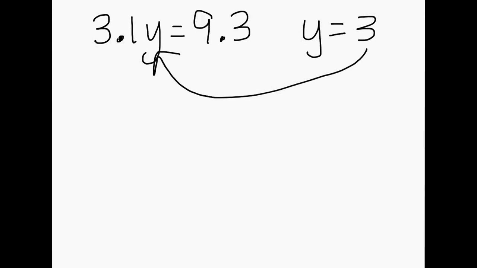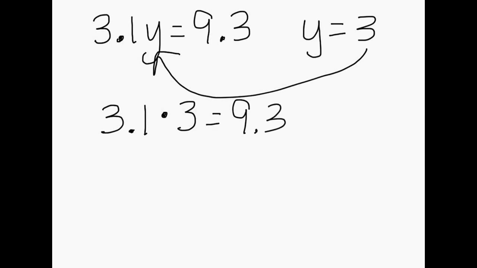Okay, to check that problem, remember you write the original equation and we're going to substitute in the solution. We figured out that y equaled 3. So we are going to substitute the value of y into the original equation, which would mean 3.1 times 3 should equal 9.3 if we did everything right. In order to do that, I would ask you to go over to the side and do some multiplication.